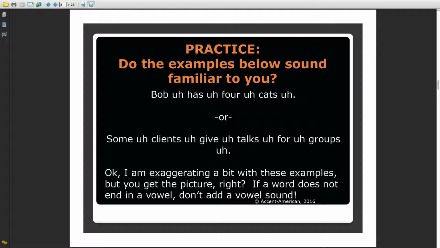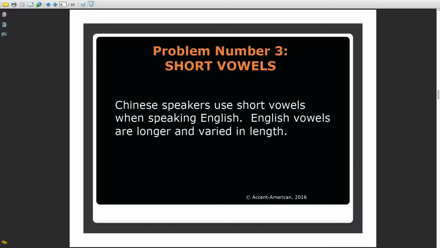That is simply because you are used to putting a vowel at the end of a syllable. Or this example, some clients give talks for groups. It makes it easier to put a vowel at the end, but it's not the accurate way when you're trying to speak English. Knowing why you want to put a vowel can help you figure out how not to do it. So problem number 3, short vowels.